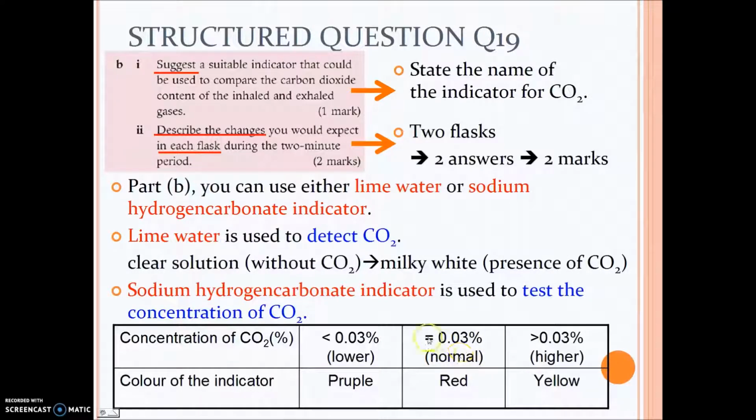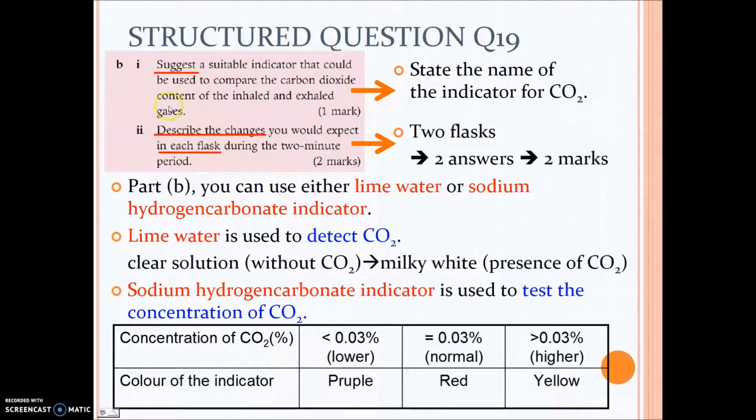Normally, the carbon dioxide concentration is 0.03%, and the color of the indicator is red. If the carbon dioxide concentration is higher than 0.03%, the indicator will turn from red to yellow. And if the carbon dioxide concentration is lower than 0.03%, it will turn from red to purple. So in part B, you need to state either one of the indicators. Either one is correct, but not both.